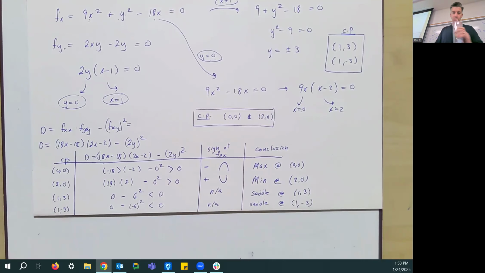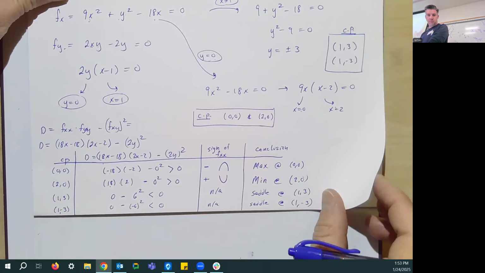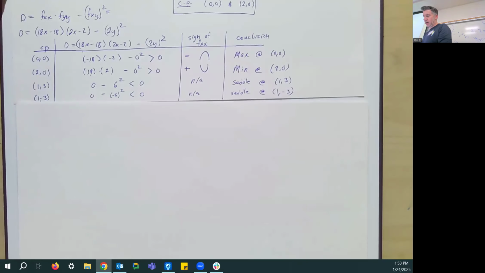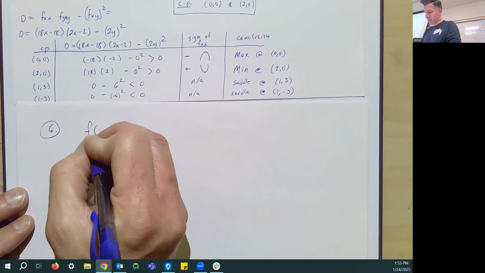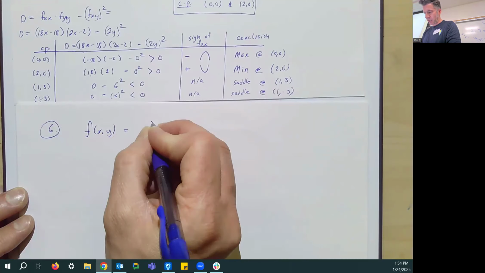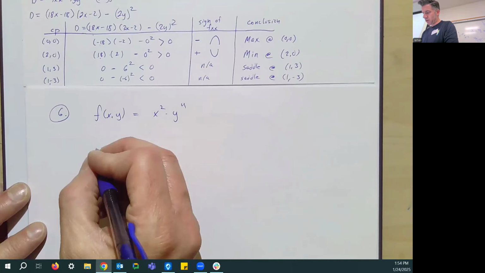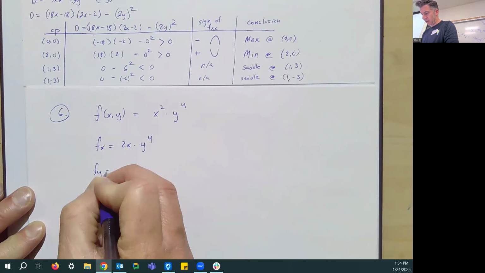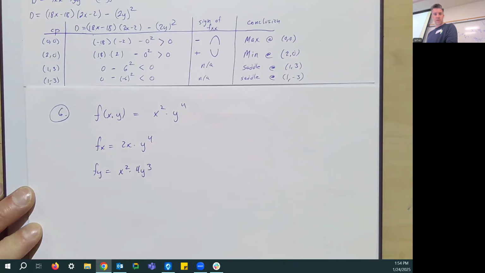Okay. Give you one more example, and then we'll call it a day. I like this example. So let's say we have something kind of not exciting. f of x comma y equal to x squared times y to the 4th. Do the usual work. fx is 2x times y to the 4th. fy is x squared times 4y cubed.